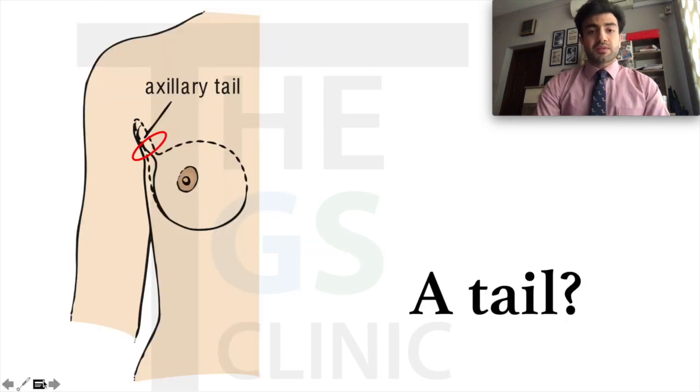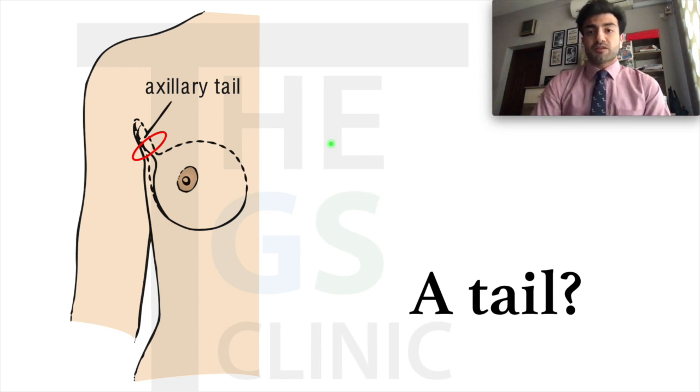Something important to mention is that the breast is composed of four quadrants. There is the outer lateral quadrant, the outer lower quadrant, the upper medial, and the lower medial. And there is what's called the axillary tail, also called the tail of Spence, or sometimes the suspensory tail.